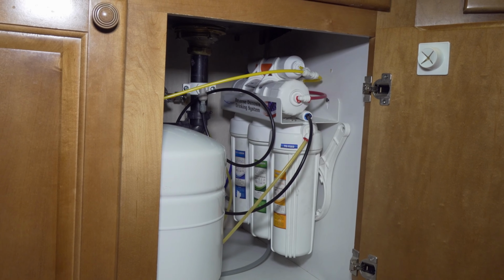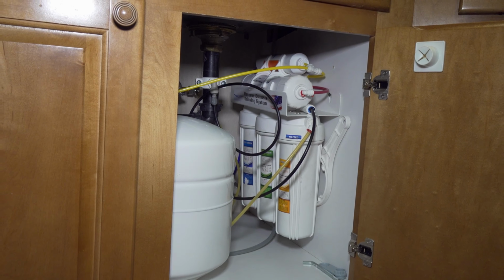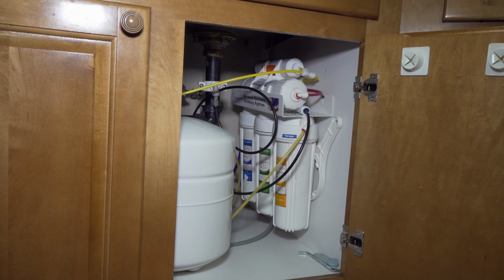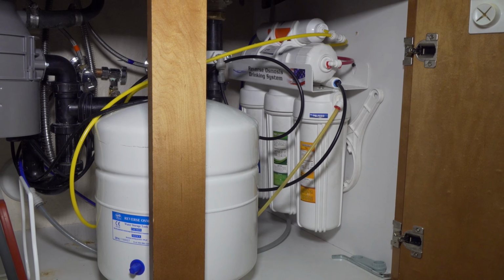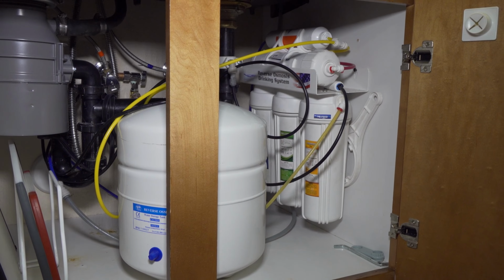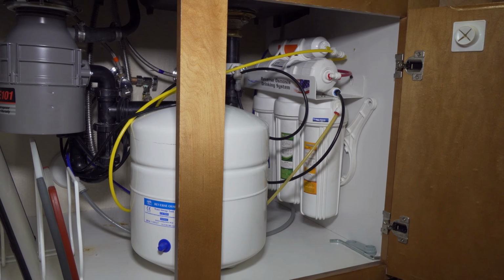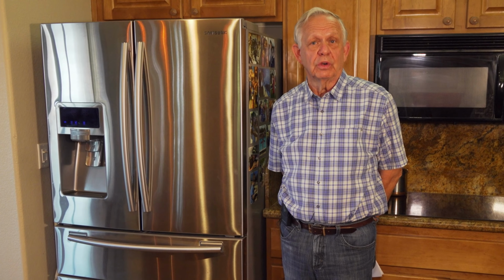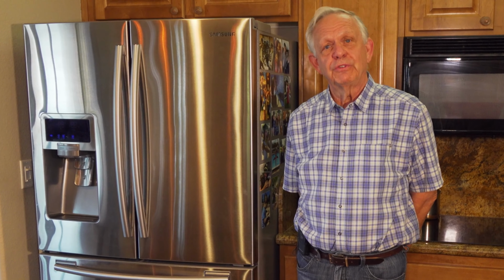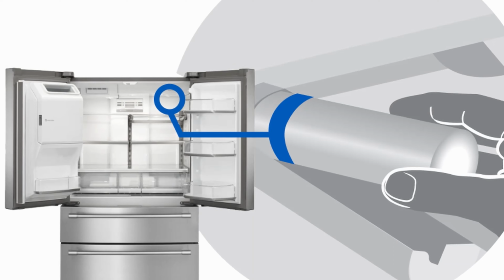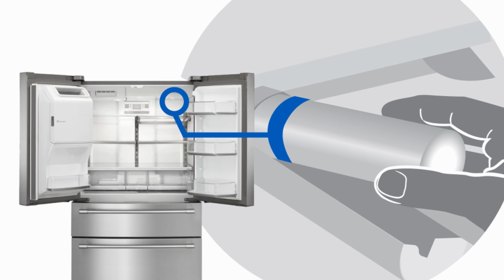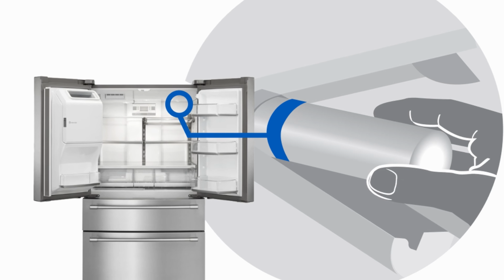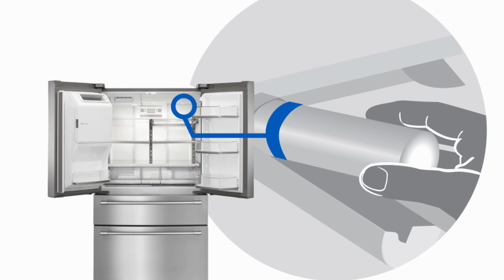Now the RO system on my system has 4 filters. Some of those filters have to be changed annually, and some of those filters should be changed every 2 to 4 years. Another filter that should improve your taste and odor of your water is found in your refrigerator. Now, all refrigerator filters are different, so refer to your owner manual to determine how to change it.